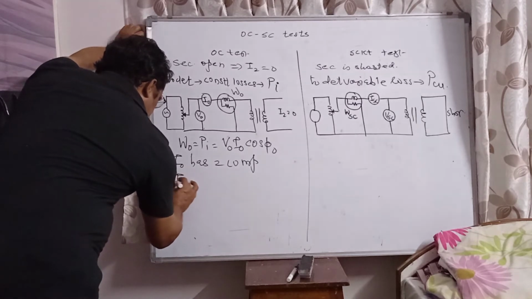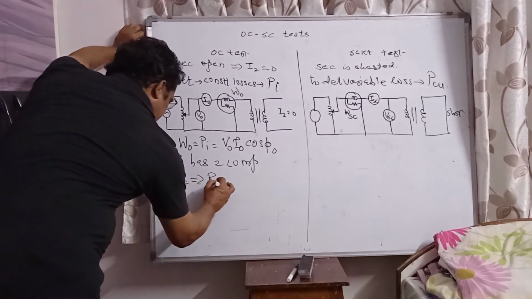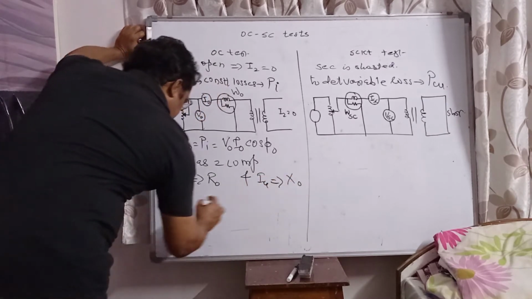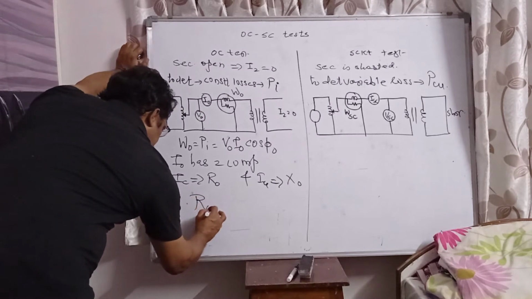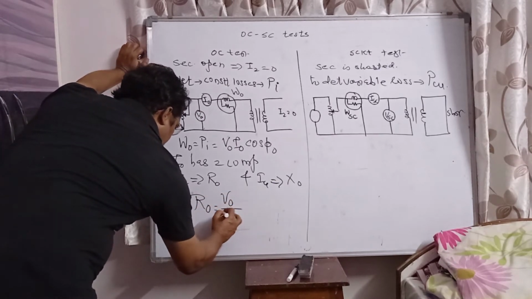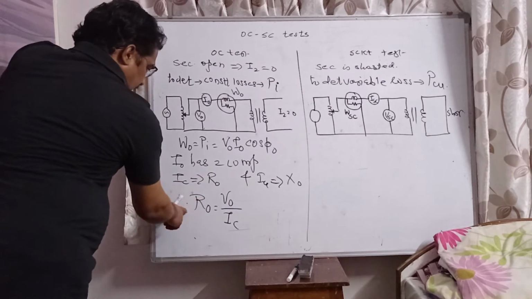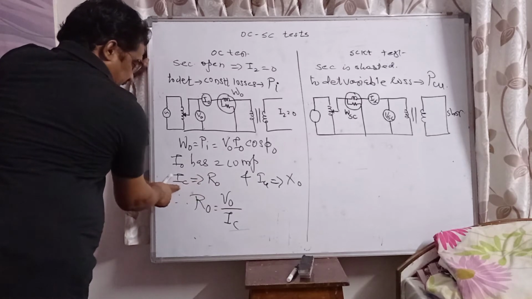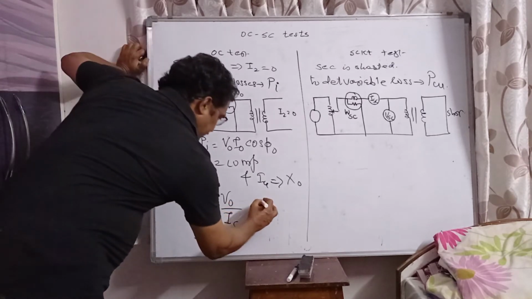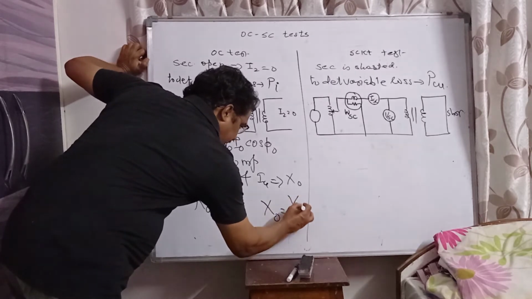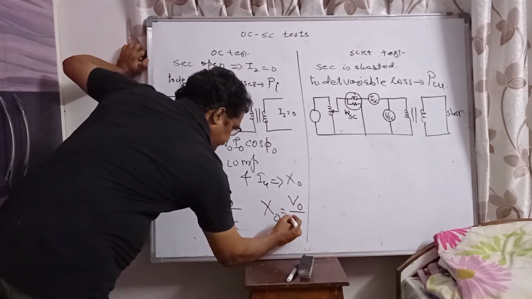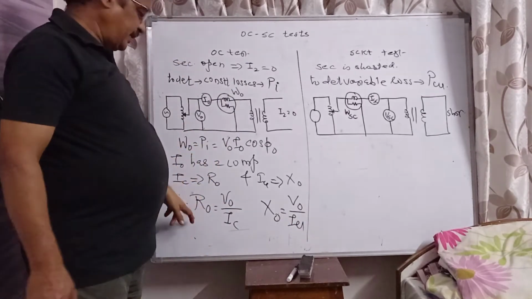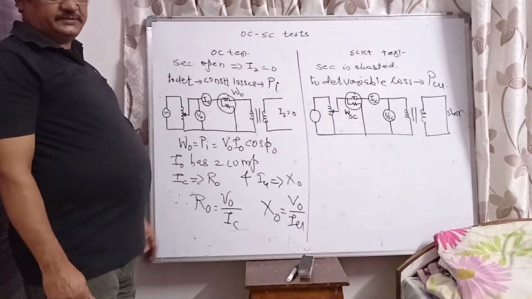So IC flows in resistance and I mu flows in reactance. R naught is voltage upon current, where R naught has the component of current IC. And X naught is also voltage upon current, but the current in X naught is I mu. So these parameters are calculated by using the open circuit test.